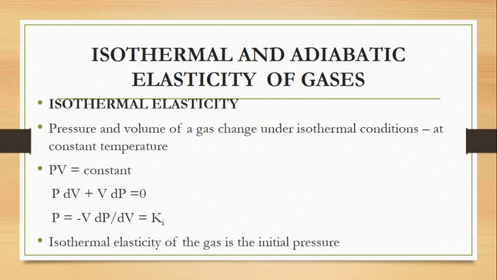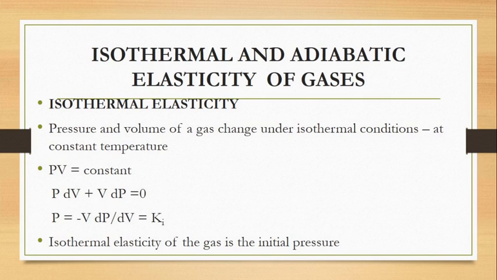In the section of bulk modulus, we had seen that the pressure and volume are inversely proportional, and this pressure and volume changes can occur under two conditions, either at a constant temperature, which is known as isothermal condition, and the other condition is adiabatic condition. So we can define two elasticities for gases also. So that's our next topic, isothermal and adiabatic elasticity of gases.